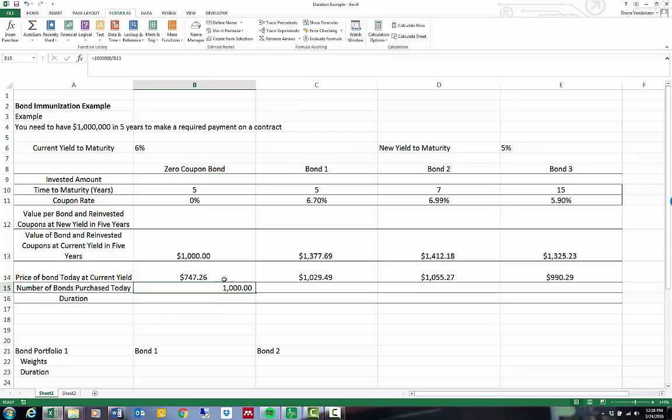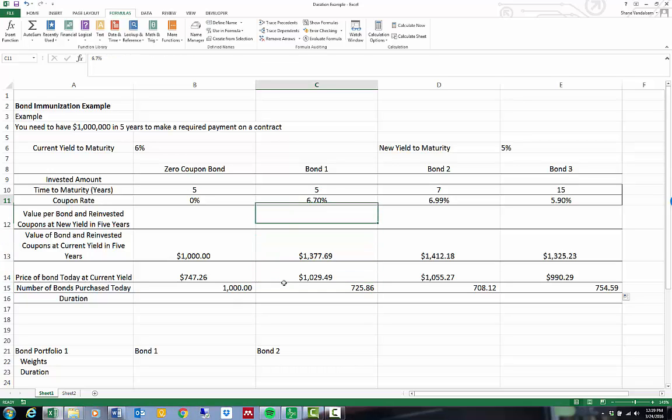So I need to purchase 1,000 bonds, which makes sense. I get $1,000 in 5 years. I have to buy 1,000 bonds to get to $1 million. I'm just going to pull that over. And so if I just bought bond 1, I need to buy 725.86 of those bonds to get $1 million. I need to buy 708.12 bonds for bond 2 and 754.59 to have my $1 million in 5 years.